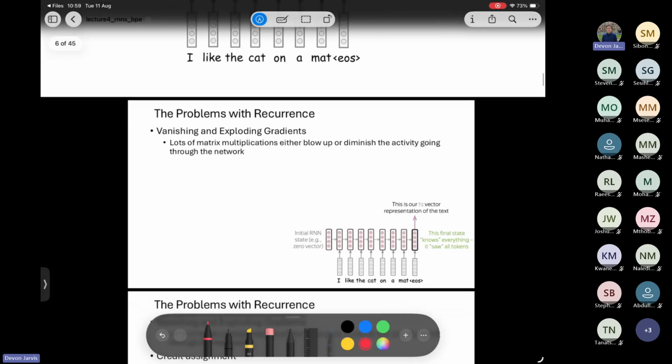So here are the problems with recurrence. Okay, and you've said them all already, so we can go nice and quick. Vanishing and exploding gradients. So you have lots of matrix multiplications. Either they're going to blow up, if you use the tanh activation you can combat this a little bit, or they're going to diminish, and the activity going through the network is going to end up becoming really small. Okay, so you either go away from the zero representation, and you kind of don't really know what you're doing. You're getting a lot of conflicting words, and so you kind of oscillate back and forward in how you're forward propagating this information, and then that's going to make credit assignment really hard.